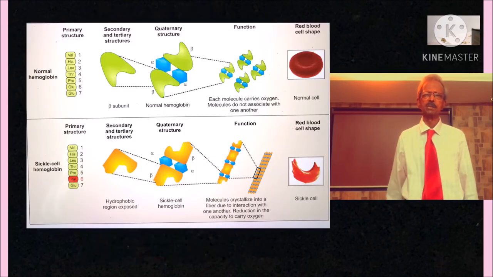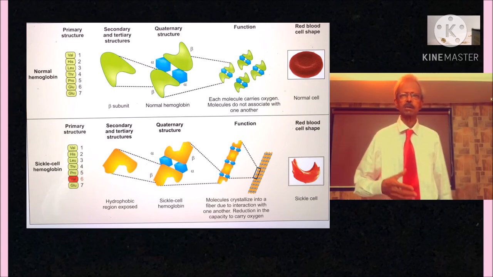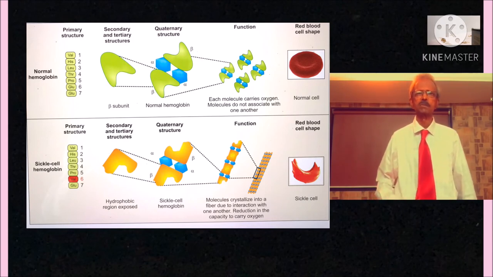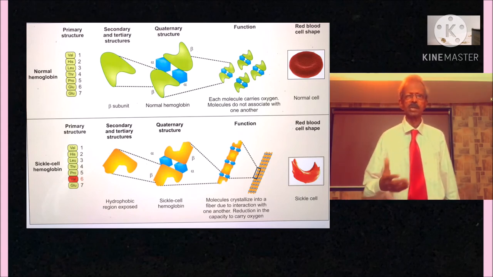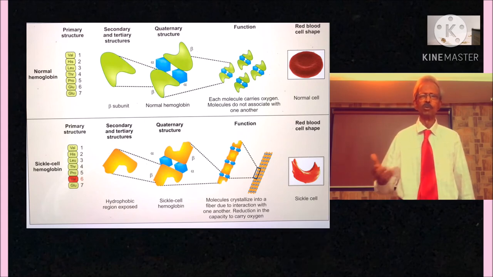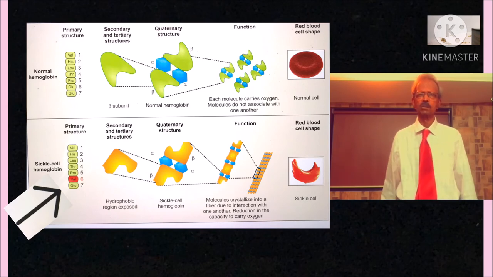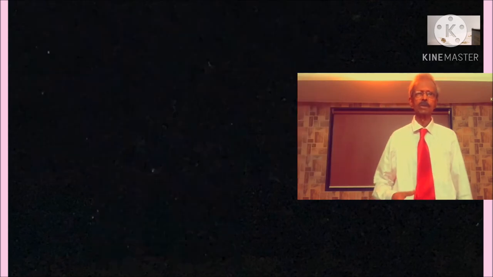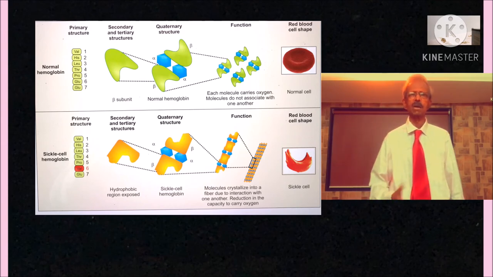Good study of biochemistry subject is necessary for proper understanding of hematology subject. For example, refer to the figure on the left hand side. In this figure, it is shown why sickle cell anemia? Why in sickle cell anemia, red blood cell assumes structure like a sickle? It is due to addition of amino acid valine instead of glutamic acid in hemoglobin chain synthesis due to genetic defect. There are several such disorders. You will understand well if you study biochemistry subject well.